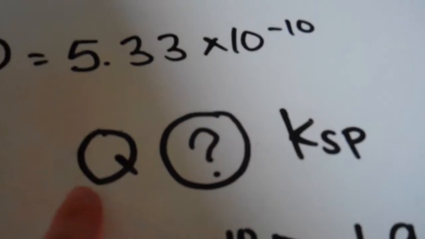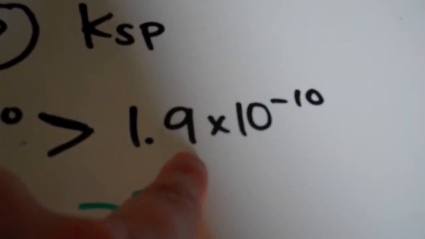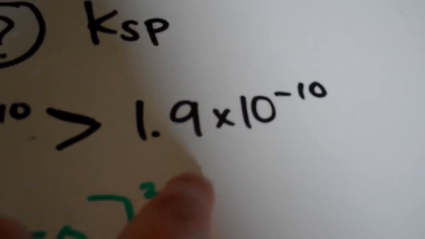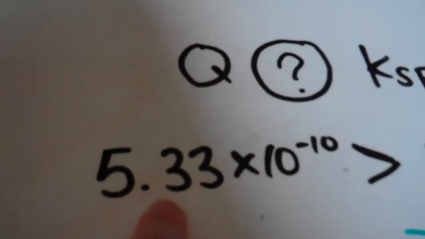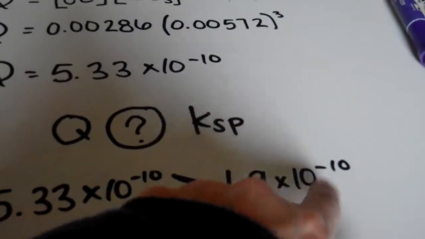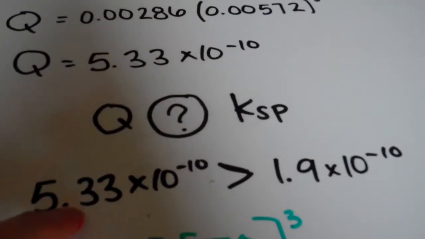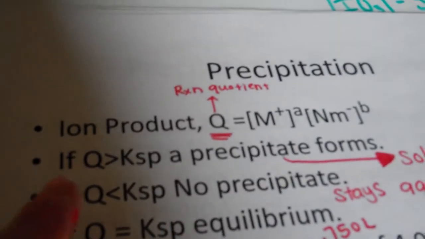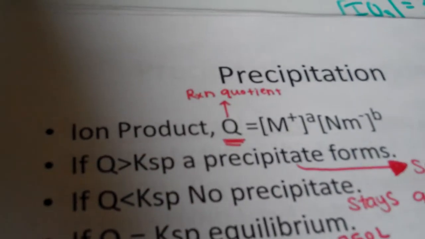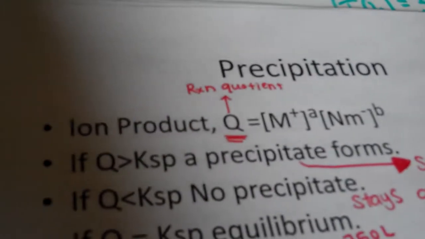Then we want to know what is the relation between Q and KSP. We know that KSP, from reading our question again, is 1.9 times 10 to the negative 10th. And Q was 5.3 times 10 to the negative 10th. So they're in the same powers, but this number is bigger, so therefore Q is bigger. This means that we are going to get a precipitate. Yay! Because remember, if Q is larger than KSP, a precipitate will form. So our next job is to determine the concentrations of everything.